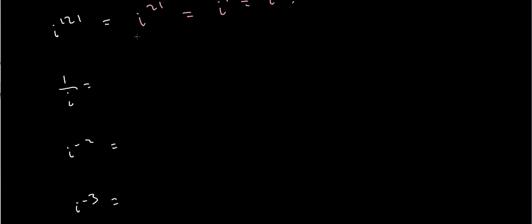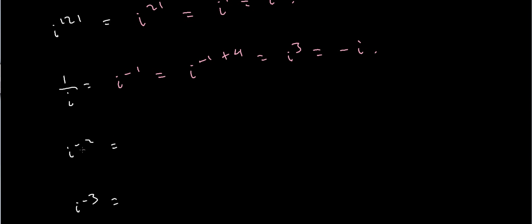Now let's look at 1 over i. Well, 1 over i is the same as i to the minus 1. And if I add 4 to this exponent, it will be the same answer. So i to the minus 1, or equivalently 1 over i, is the same as i to the minus 1 plus 4, which is i cubed. And we know that i cubed is minus i, as we established above.